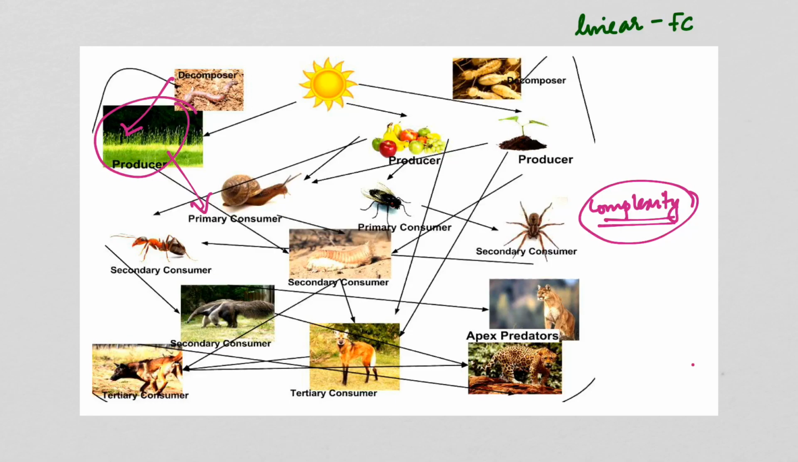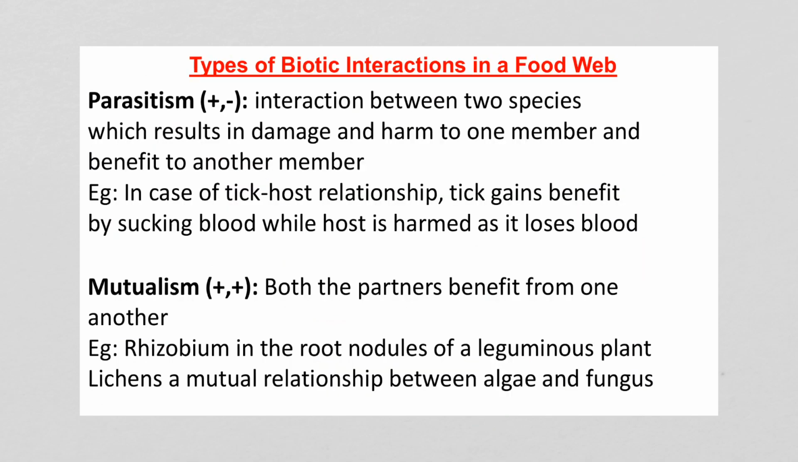So that is the basic difference. If you look into this example more clearly, you will get the idea. You can pause the video for a second and go through this. Then you will get an understanding of what a food web is. Now, next one, here we are going to discuss the types of biotic interactions in a food web.